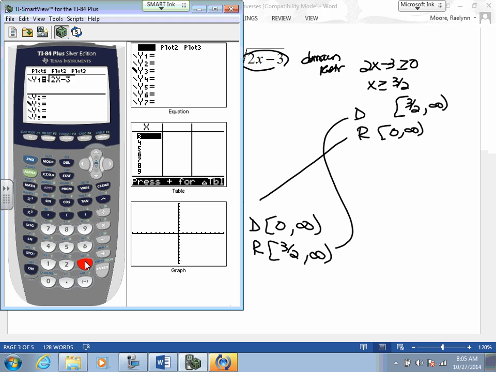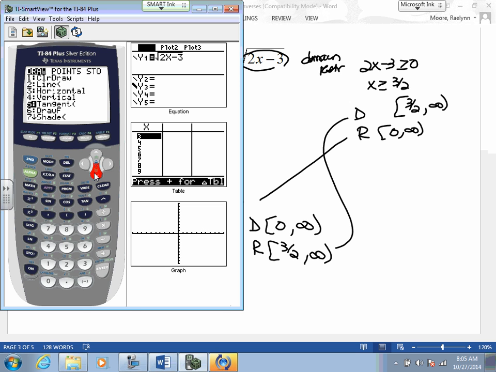Second program, here's your program. It's the draw key. So second program, when you hit second program, you get draw. Now, you want to draw an inverse. So you want to come down here until you see inverse. Draw inverse, number 8. See it? You're going to hit draw inverse. And you're going to tell it, where did you put this? You put this in your Y1.